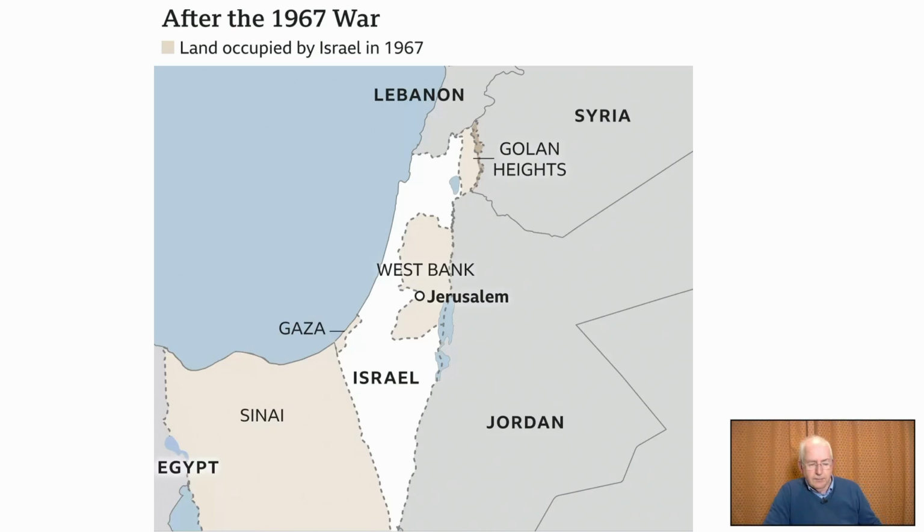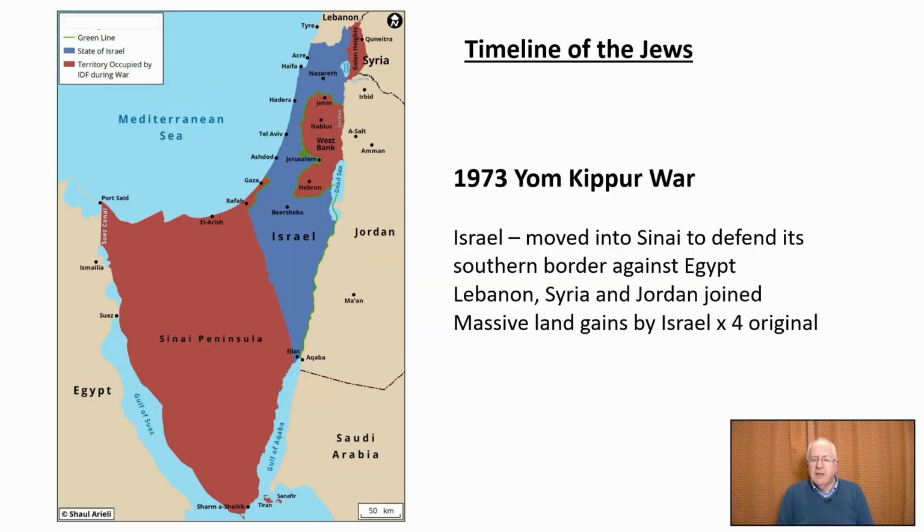Jumping on, we find that in 1973 there was a Yom Kippur War. Israel, by the way, had pulled back from the Sinai Peninsula. However, in the Yom Kippur War, Israel moved back into Sinai again to defend its southern border against Egypt and against Lebanon. Syria and Jordan had joined in to fight, but in reality there were massive land gains by Israel, and Israel ended up with 4 times the amount of land that it started the conflict with. Of course, they didn't start the conflict, but that was important.